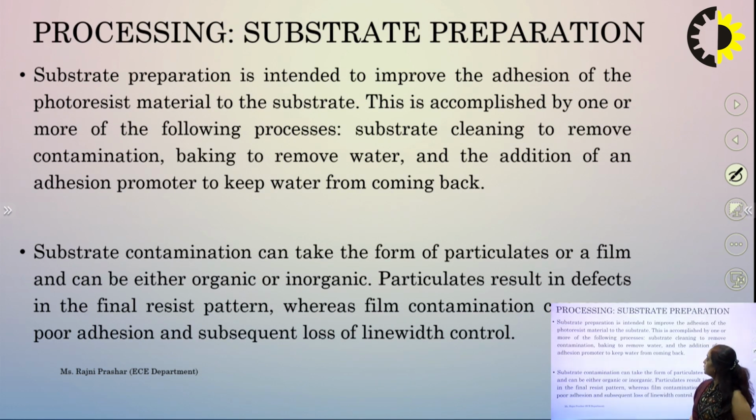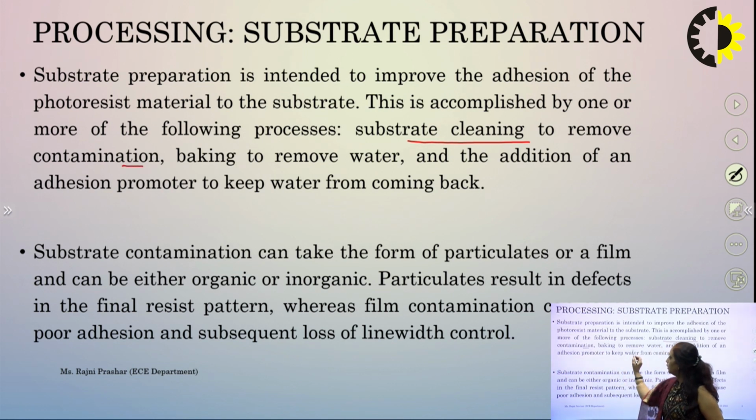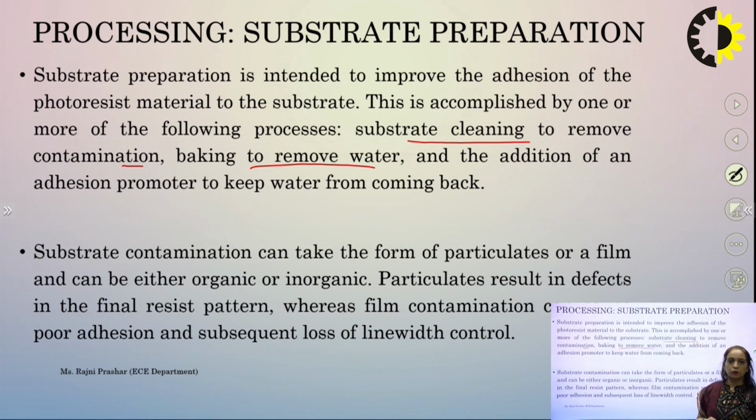These are the steps carried out for any lithography process. The first step is substrate preparation, which is intended to improve the adhesion of the photoresist material to the substrate. This is accomplished by one or more of the following steps. For example, substrate cleaning is done to remove contamination. Baking is done so that any water molecules precipitated on or inside the substrate are removed.